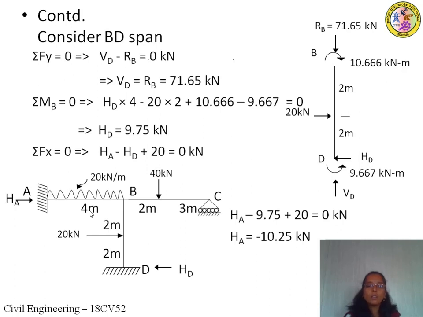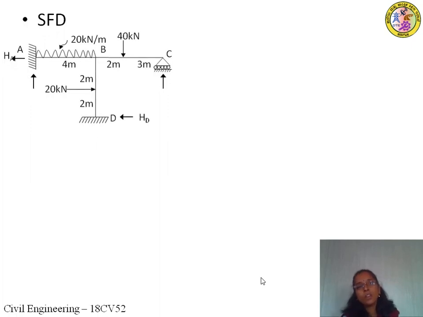So minus means whatever the direction we have assumed, it is wrong. So the actual direction is opposite to what we have assumed. So that we will correct in the next slide. The direction will be shown correctly in the next slide. Okay. So these are the reactions using which we will plot the shear force diagram. So in the next slide, we will take up how to draw the shear force diagram for the given frame.